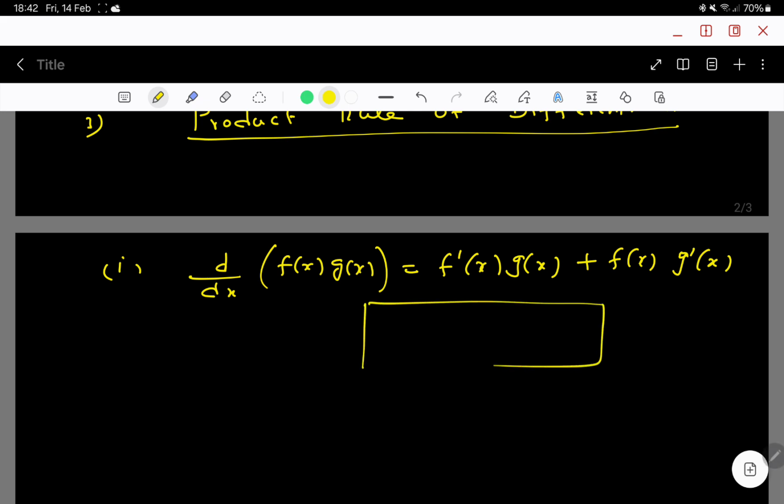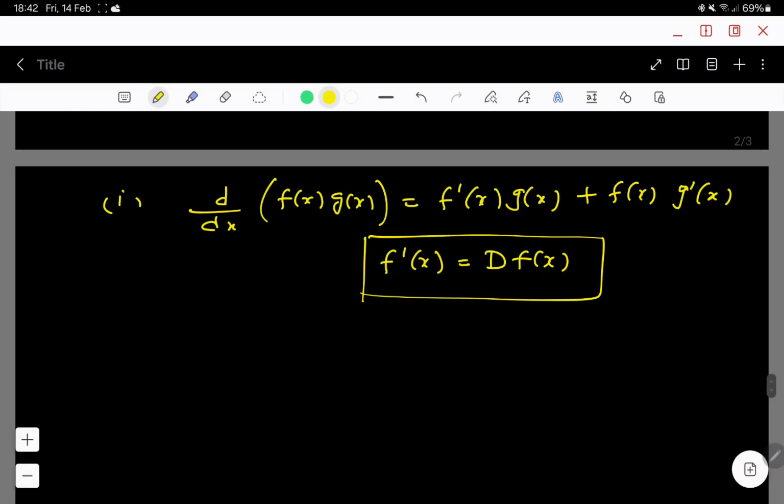Here dash is a notation for differentiations. F dash of x is equal to d f of x or d by dx of f of x. Both are same. D denotes derivatives, okay?